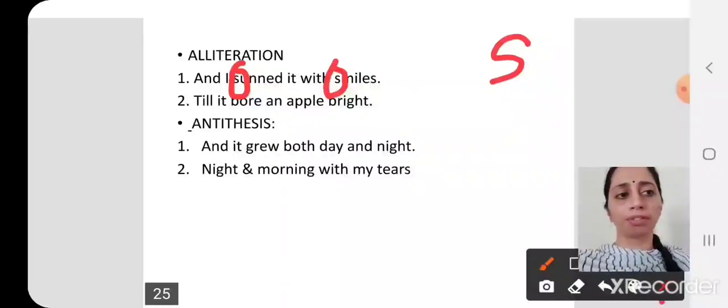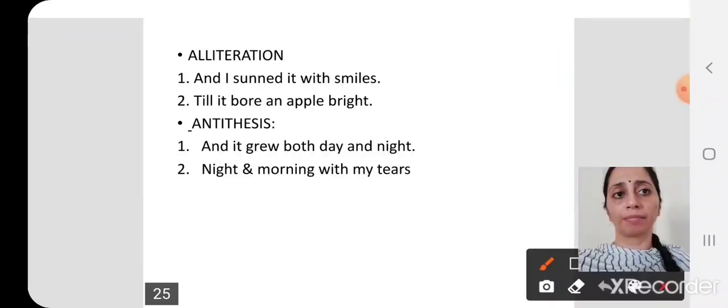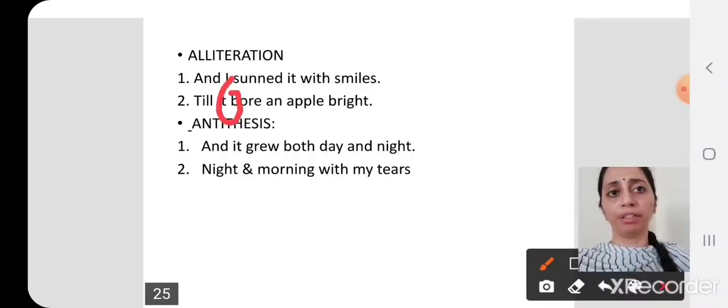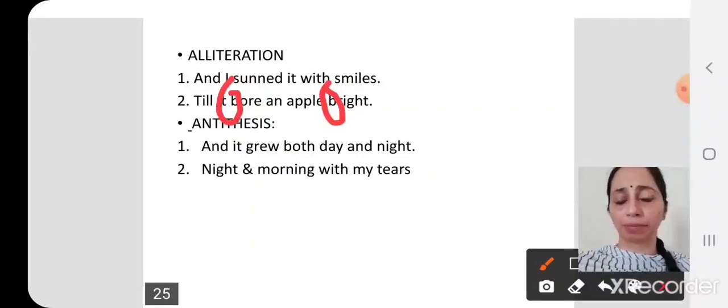Next sentence is, "Till it bore an apple bright." Again, the sound of B over here, it is alliteration. Next is antithesis.